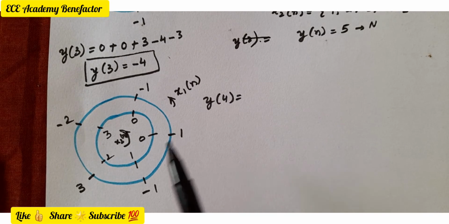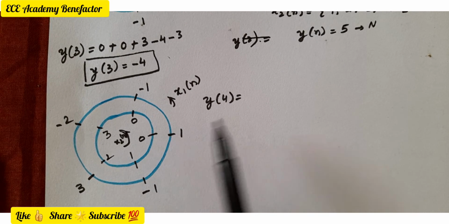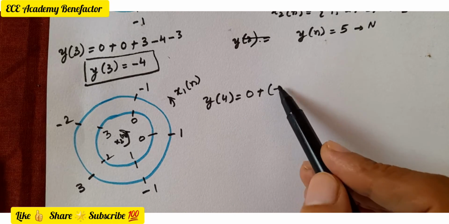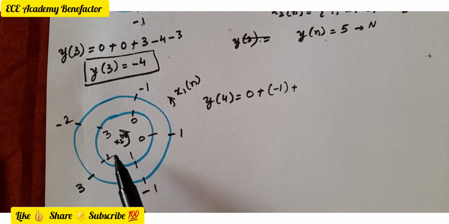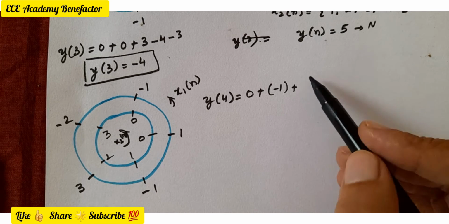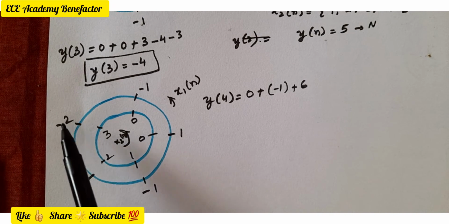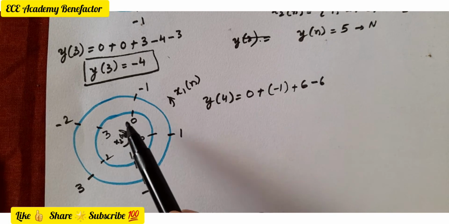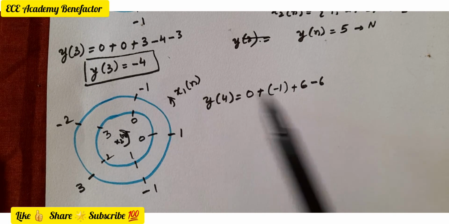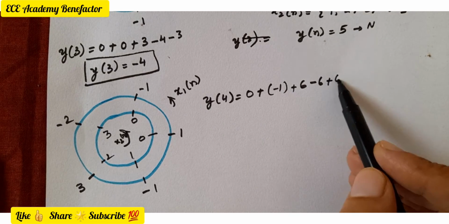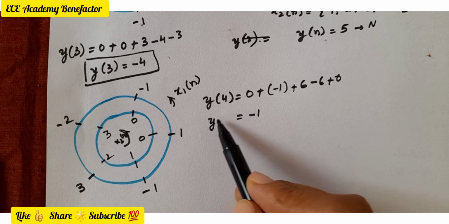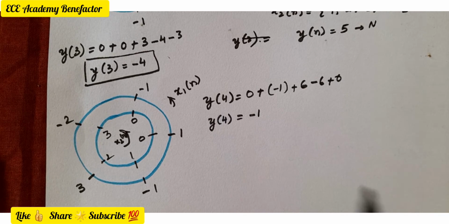So what is y of 4? 0 into 1, 0, plus 1 into minus 1, minus 1, plus 2 into 3, 6, minus 2, 3 minus 6, 0 into minus 1, 0. So the answer for this one is minus 1. So y of 4 is coming as minus 1.